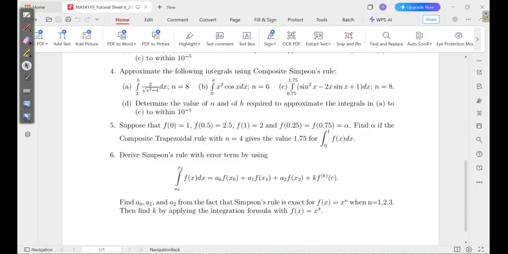After doing that, we have to determine the value of n and h with respect to the particular question that we are doing. So let's get into this and see how it works out.